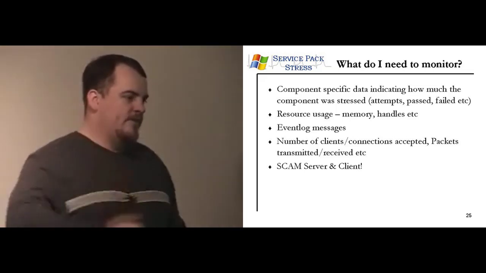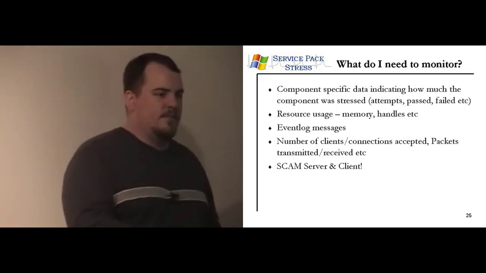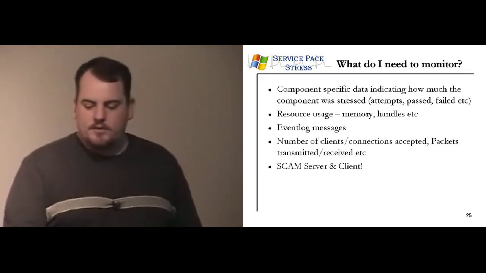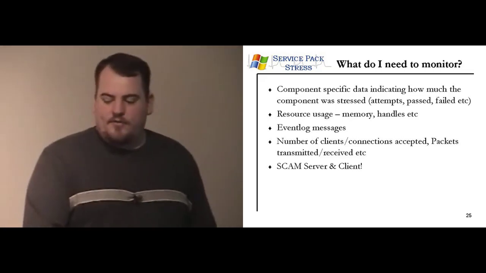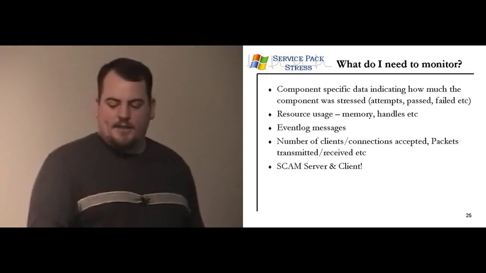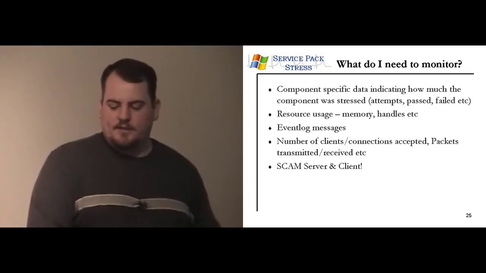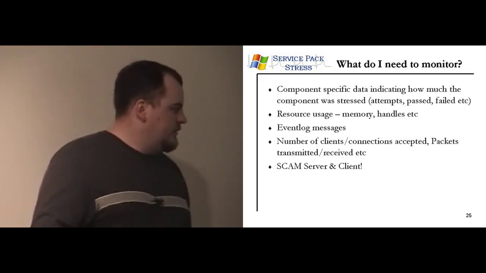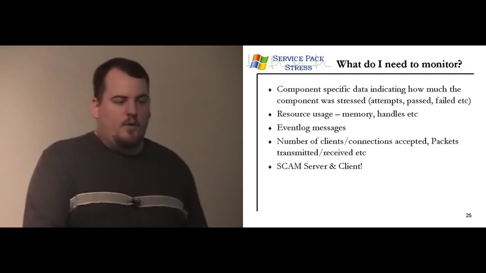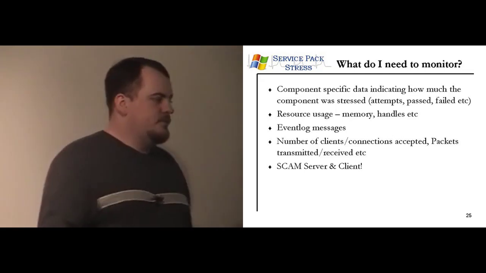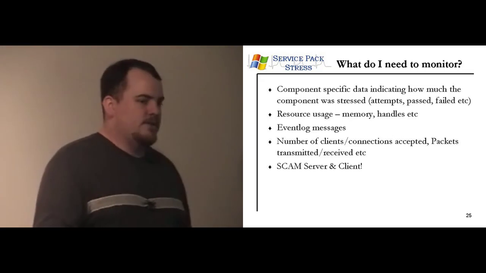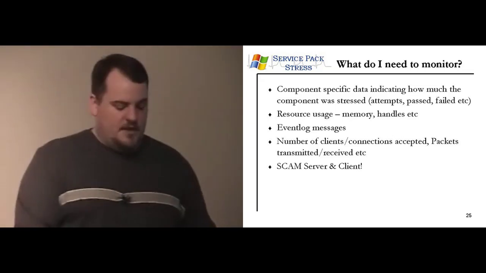You want to know that if in beta you saw all these event log messages and they're expected, are you still seeing them in beta 2, or are you getting new ones? Number of clients, connections accepted, packets transmitted, received. That's kind of the basic thing I was just saying with successful calls and that kind of stuff. If you have a reporting server, scam server, you want to watch that. That's to make sure you're syncing up and keeping track of your accurate data. And the clients, you want to make sure how they're doing and if they're breaking.